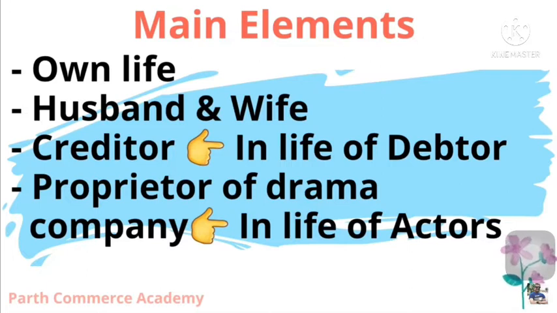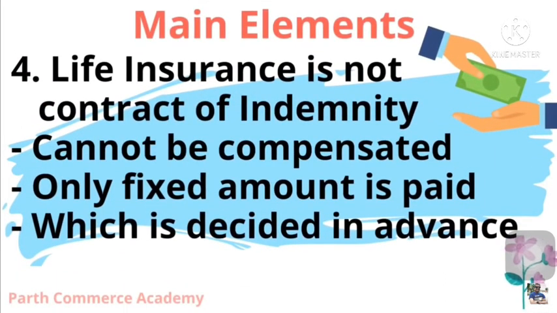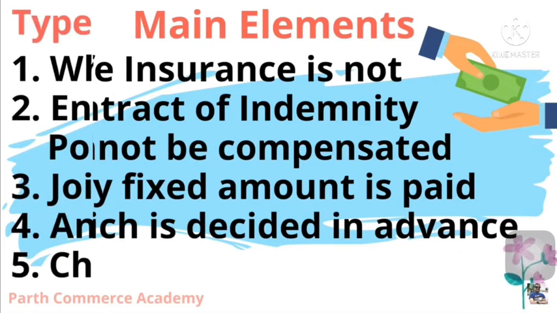Creditor has insurable interest in the life of debtor. Proprietor of drama company has insurable interest in the lives of actors. And last element is life insurance contract is not a contract of indemnity, because the life of a human being cannot be compensated, but only specified amount is paid, and this amount is fixed in advance while taking insurance policy.